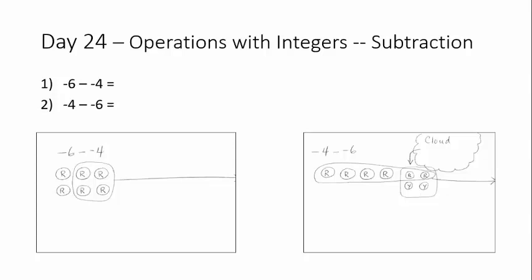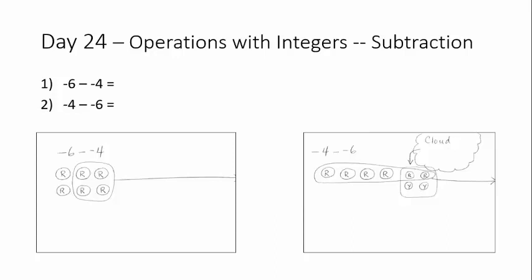Our next example is -4 minus -6. You'll see this diagram on the right. I begin with a minuend, which is -4. So I draw 4 red counters. I need to take away 6 red counters because I'm subtracting -6. In order to do this, I have to bring down some 0 pairs from the cloud. I bring down enough so that I have 6 red counters to take away. So you'll notice that from the cloud, I've got 2 0 pairs.